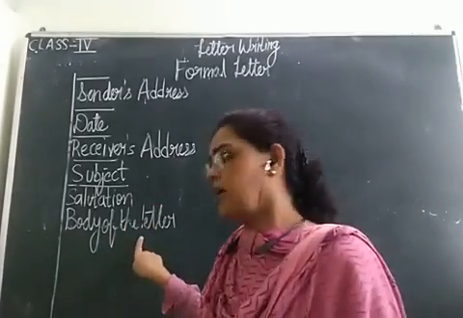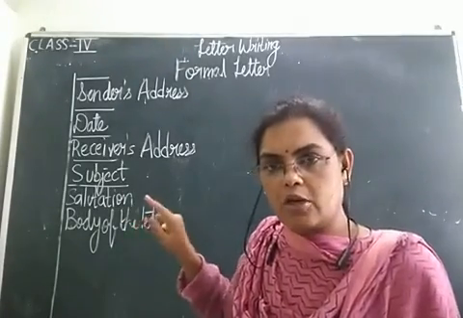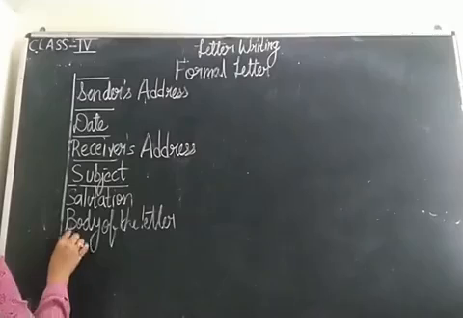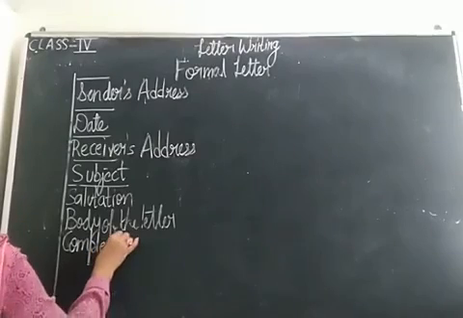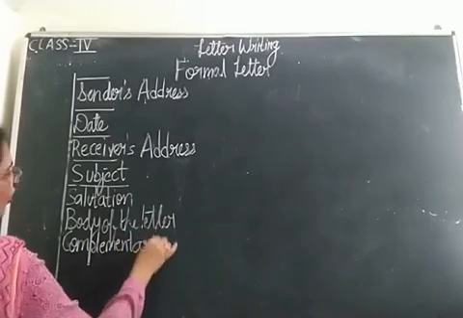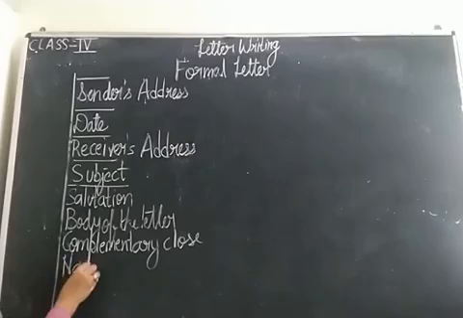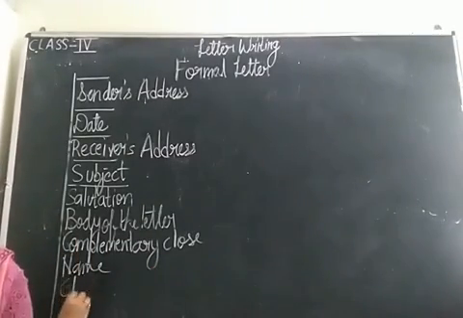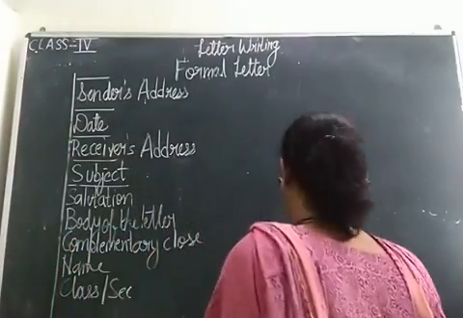Then after the body of the letter will come your complimentary clause. आपका complimentary clause आएगा yours obediently. Yours obediently. This is your complimentary clause. Then will come your name, full name, children. Name means full name. That is name along with the surname. And then will come your class and section. So this is the format of the application.